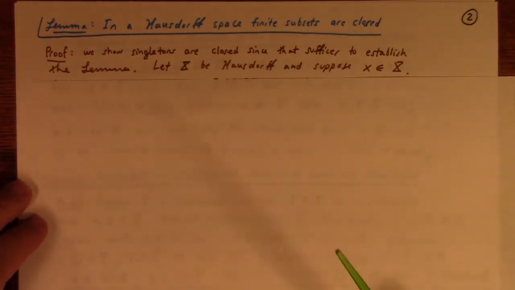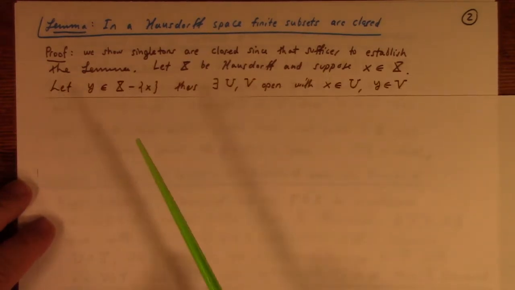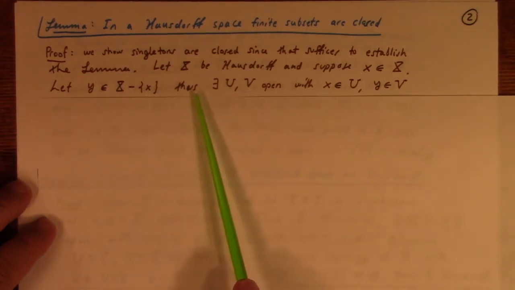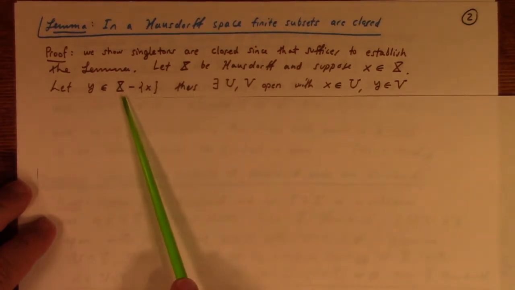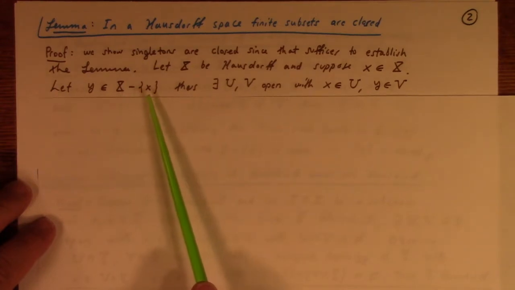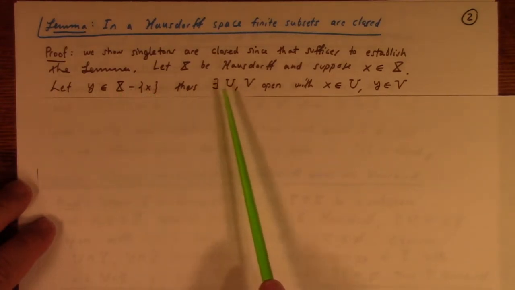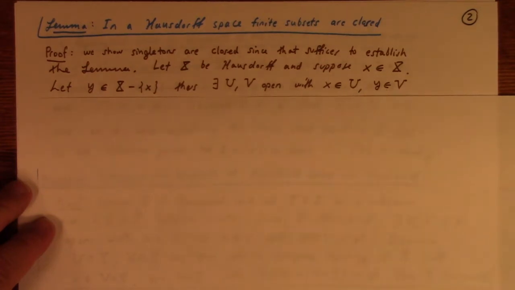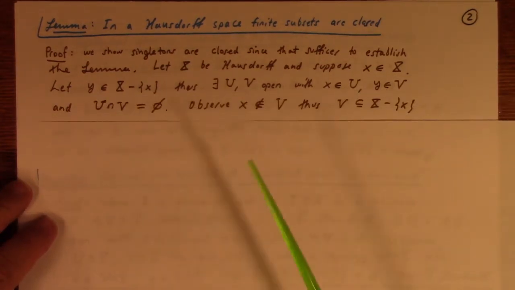Let's do that. Let X be Hausdorff. Suppose x is an element of X. Let y be an element of the complement of the singleton {x}. So since X is Hausdorff and x and y are distinct, we know that there exist U and V open with x contained in U and y contained in V, and U and V are disjoint.